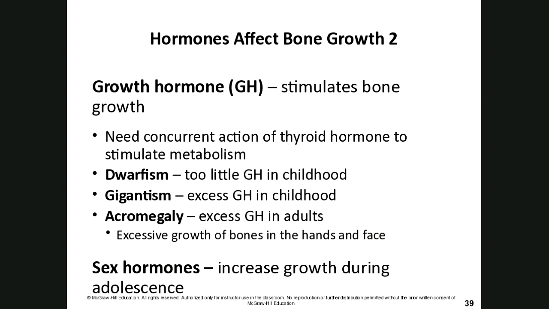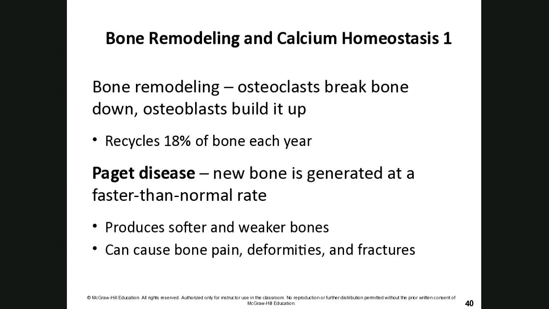Acromegaly is excess growth hormone in adults, and you have excessive growth of bones in the hands and also in the face. Sex hormones increase growth during adolescence, which is why you will see teenagers who in 8th grade might seem really short, and then over the summer they've grown like 3 inches, and that's particularly true for males.